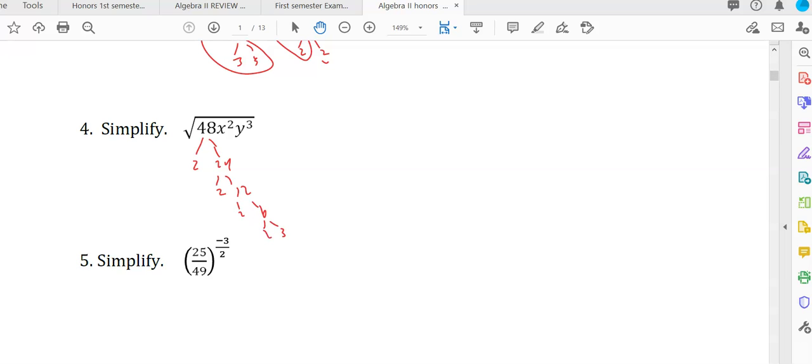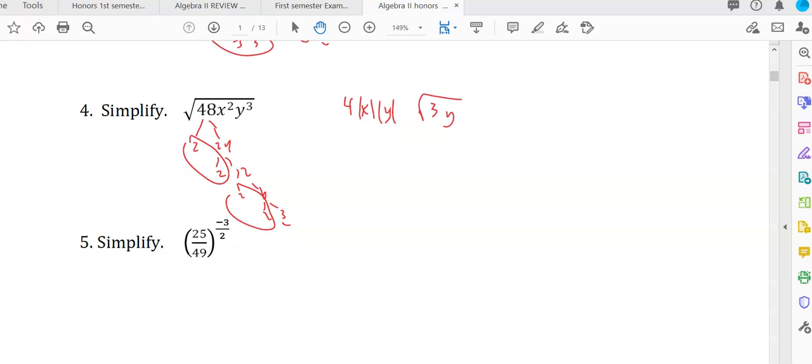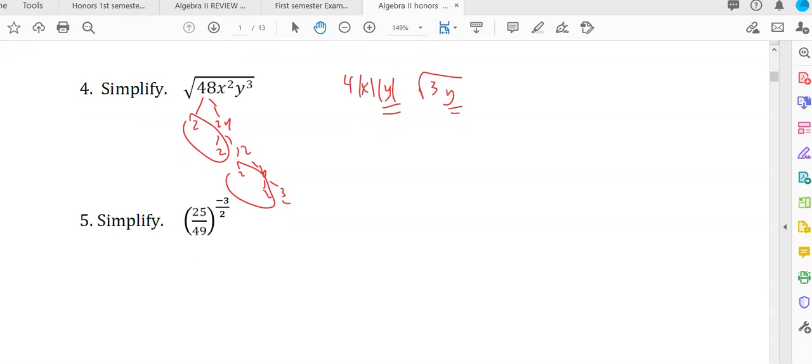Again, 48, I don't know the prime factorization there, so let's just do 2, 24, 2 and 12, 2 and 6, 2 and 3. So I've got a pair of 2's, because I'm looking for pairs, with the 3 left over, so that's going to be 4 root 3. The x squared is going to come out. That's going to be absolute value of x. The y is going to come out. That's going to be absolute value of y times y is still left over. It's actually okay if you don't put absolute value y because we still have the y left over in there.